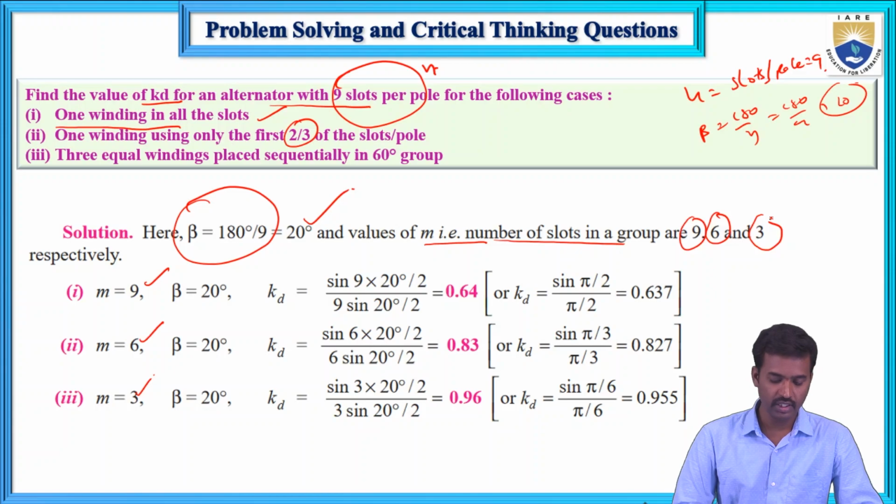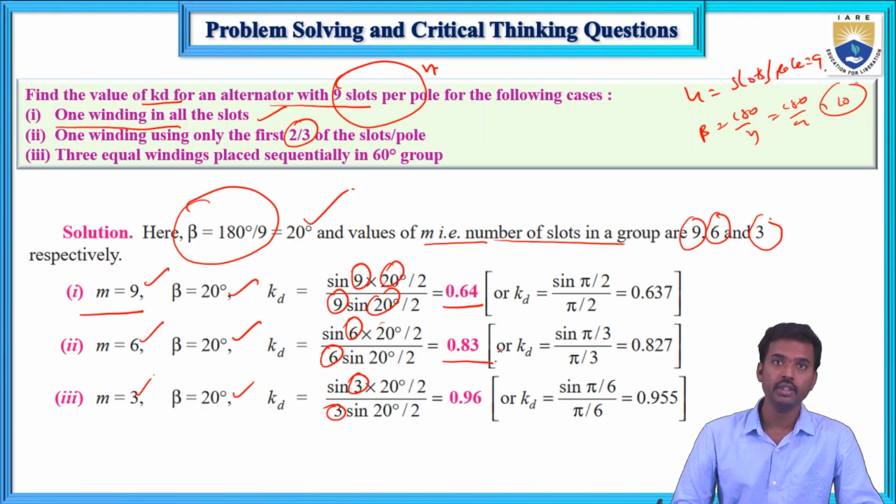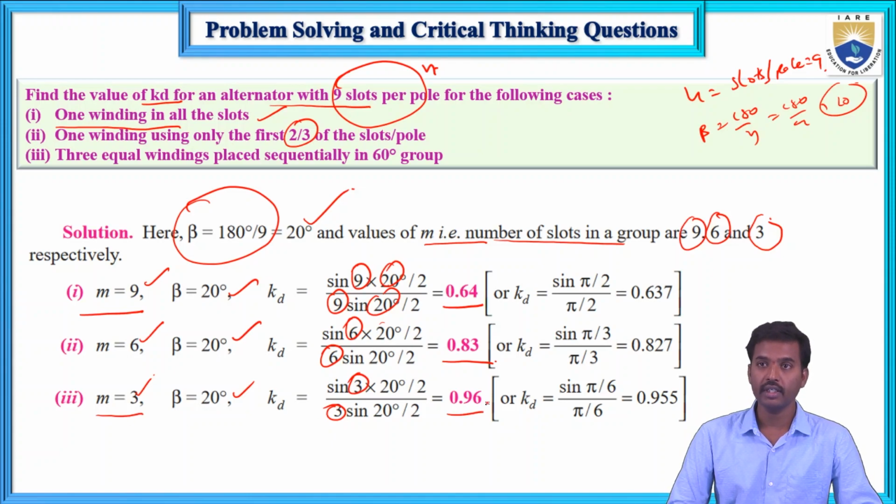So for this case, beta equals 20, and m is 9, 6, and 3. Only the m value changes; the beta value of 20 is the same. So for the m equals 9 case, KD equals 0.64, KD equals 0.83 for the m equals 6 case, and for m equals 3, it equals 0.96. So this is the KD formula.